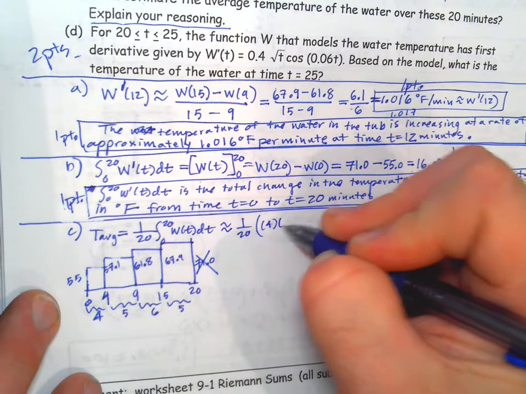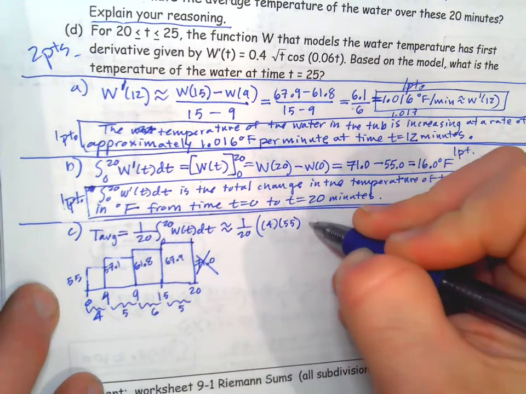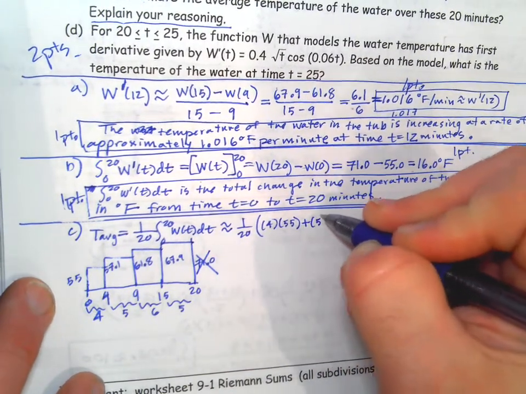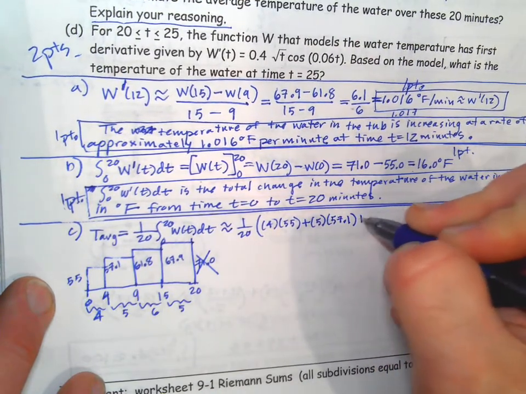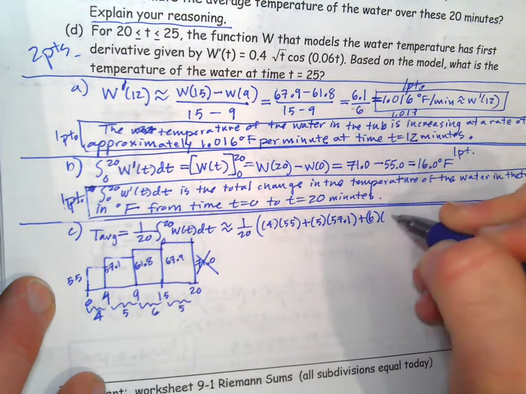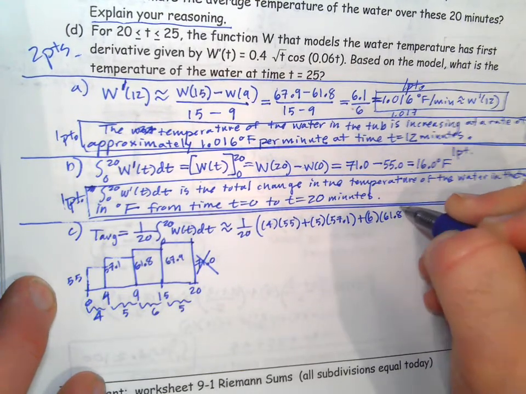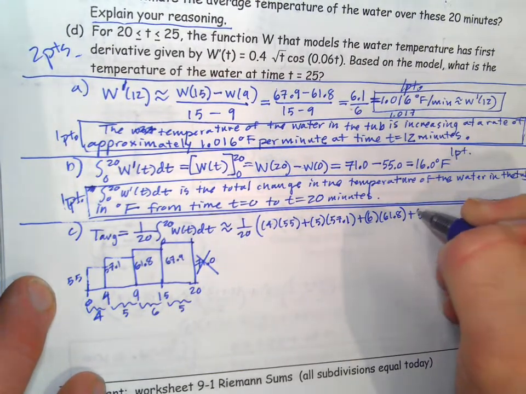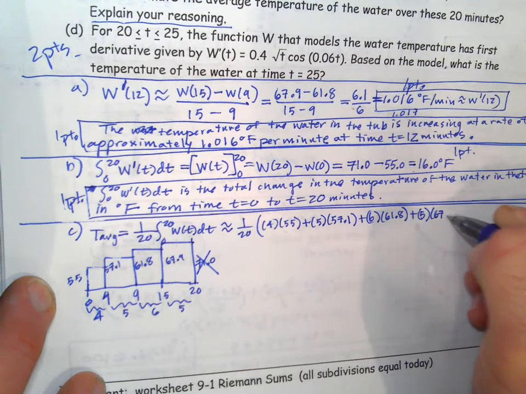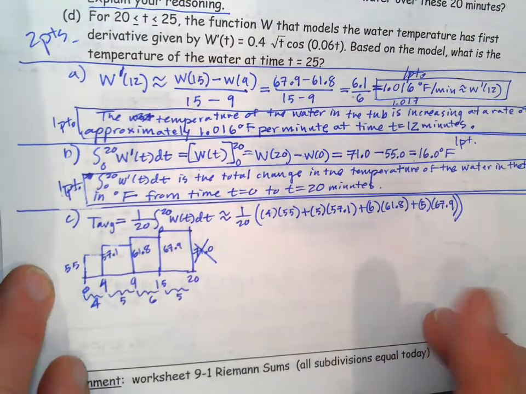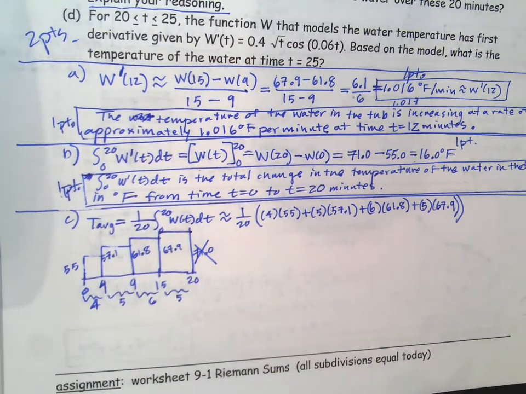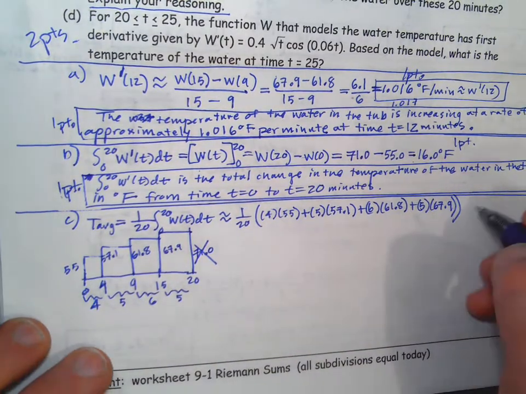Base times height. 4 times 55. You've got to show this. You've got to show them that you're doing rectangles. 5 times 57.1. 6 times 61.8. 5 times 67.9. Okay, and let's say you make a little mistake here. This is where usually you get some points. So usually this is 1 point right here.